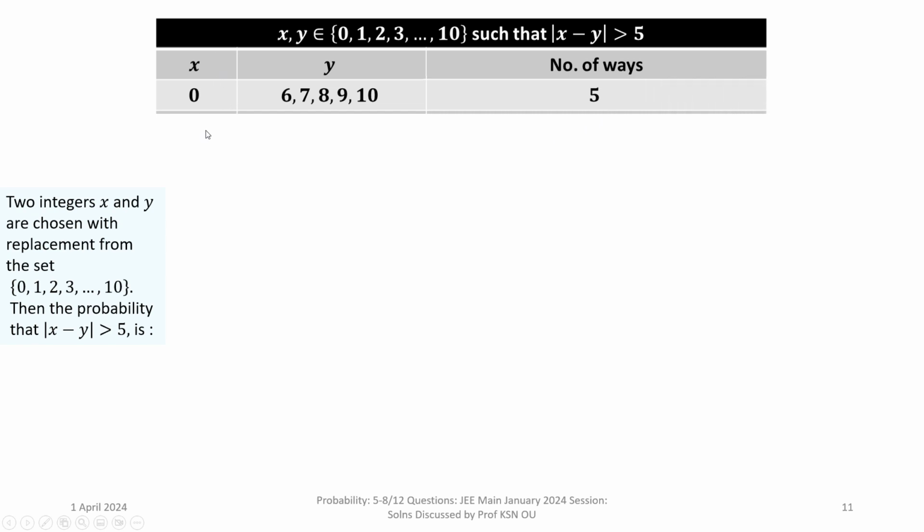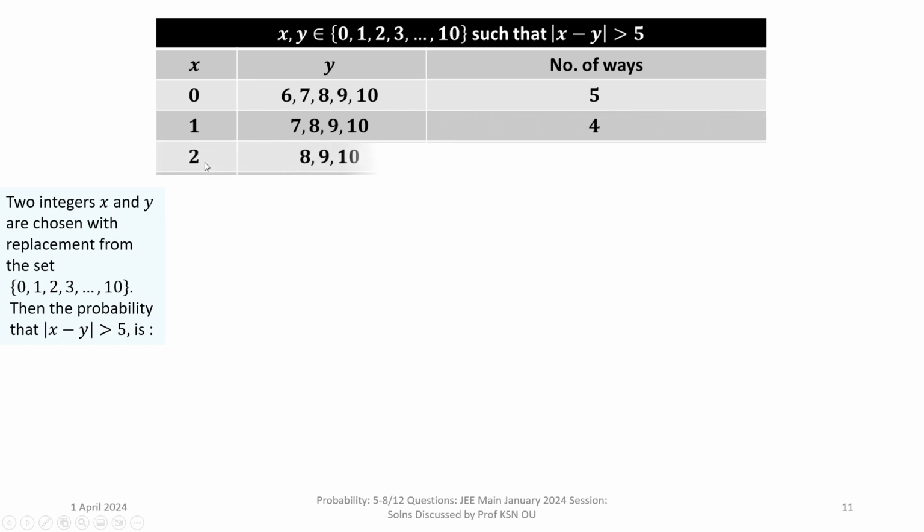So if I take x is 1, the choices for y are 7, 8, 9, 10. Right? Number of ways is 4. Take x is equal to 2. The choices for y such that mod of x minus y greater than 5 is 8, 9, 10. The number of ways is 3. If it is x is 3, the number of choices for y is 9 and 10. Number of ways will be 2.